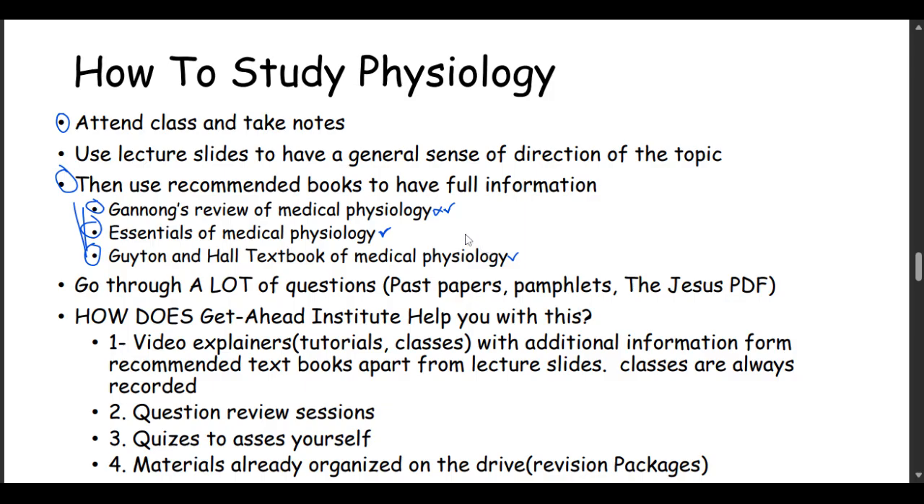Another thing with this one is go through a lot of questions, past papers, pamphlets. I don't know why I didn't put this one in red. There's something called the Jesus PDF where they get their MCQs and true or false questions. So go through a lot of questions here because they repeat, and especially for true or false, it's possible to still get them wrong even if you go through questions before.